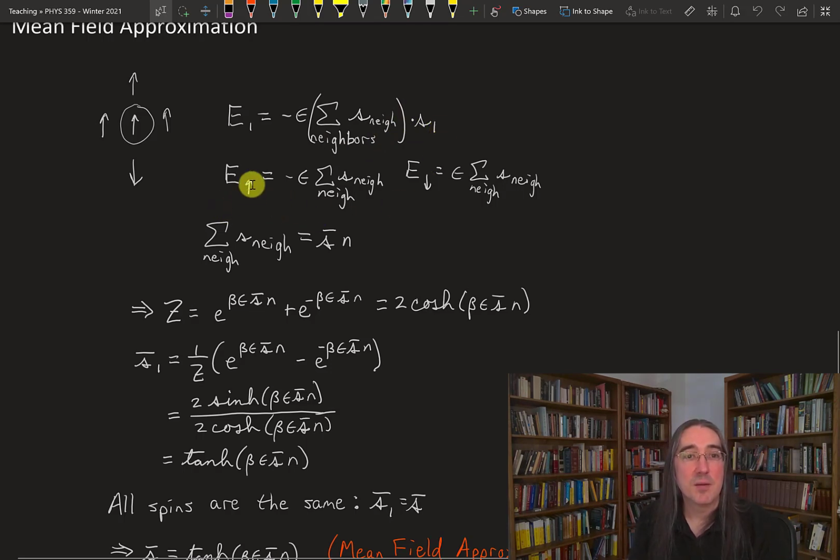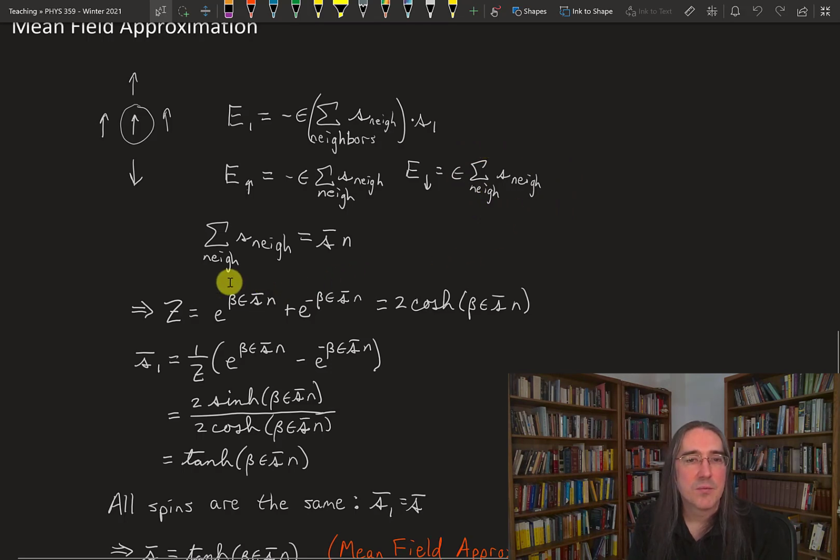So if this is spin up, then S1 is positive 1. So we just get minus epsilon times the sum over neighbors of the neighbor's spins, or I could say the total spin of all neighbors. Equally good way to say it. And then if it's spin down, S1 will be negative 1. That cancels the minus out front, and we get positive epsilon times the total spin of all the neighbors.